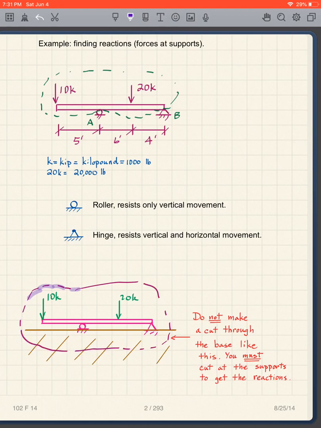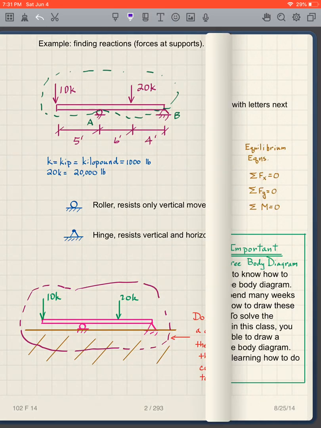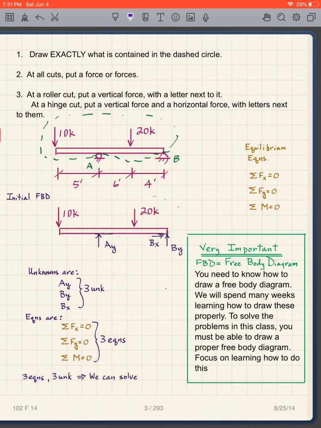So the steps to drawing a correct free body diagram is to draw exactly what is contained in the dashed circle. So exactly. You have to develop good habits here. This is why I'm starting from this stuff that seems very basic. You might think I'm going into too much detail here, but we need to develop very good habits right at the beginning of this class. And you need to forget, like I say, the way you did this in the past, and you have to use this approach.